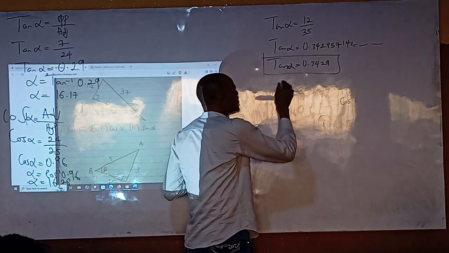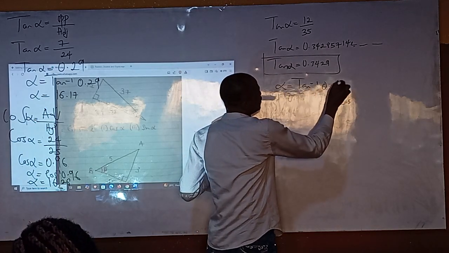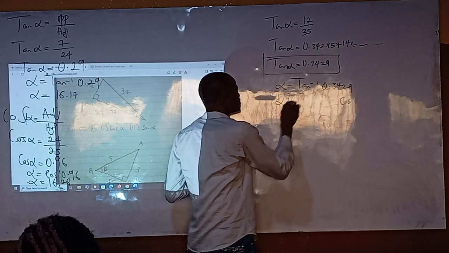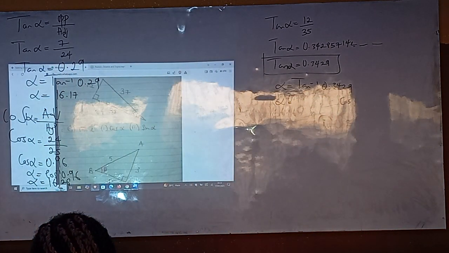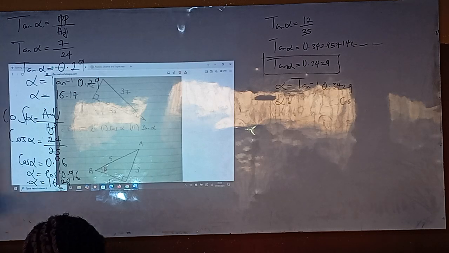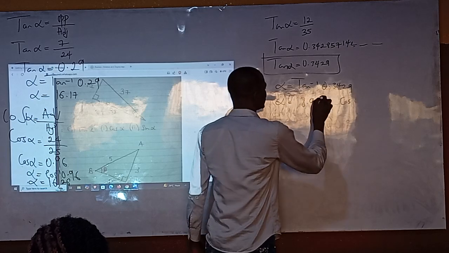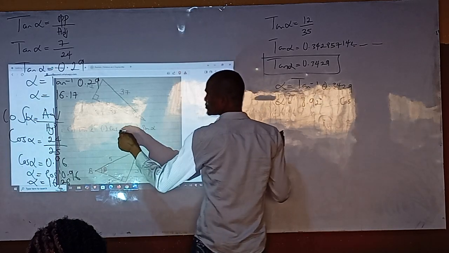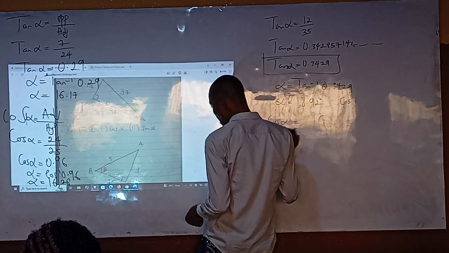So now, you take tan to the other side. 0.3429. Now, shift and tan. That gives 18.92 degrees, right? What's the next one? Cos alpha. Cos alpha is what?